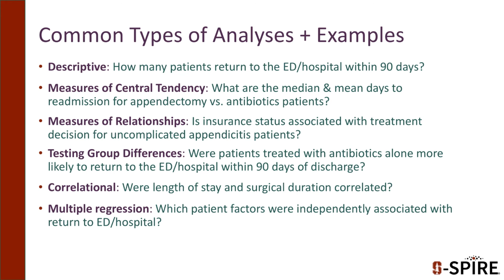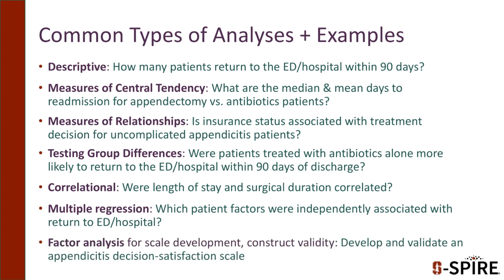A multiple regression model could be calculated to determine which patient factors are independently associated with returning to the hospital. For example, in addition to the treatment type, surgery versus non-operative, we might want to look for relationships by patient characteristics as well, such as age, sex, and insurance status. We could account for all of these in one model with multiple regression. And finally, factor analysis might be useful if we are constructing a scale to measure appendicitis treatment decision satisfaction.